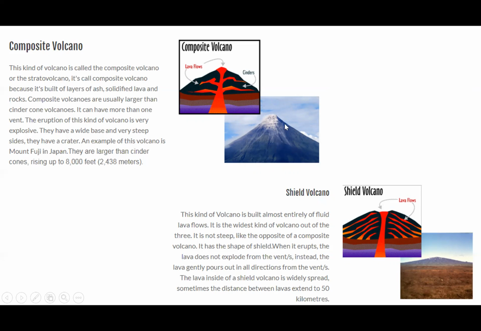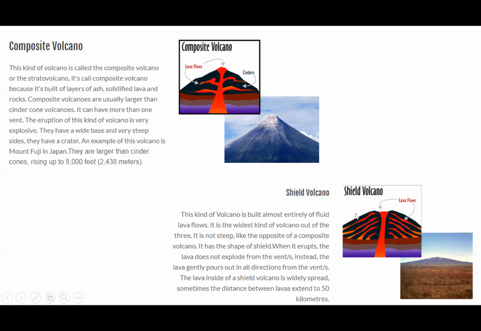You can see it from the city of Tokyo. And they can be up to 8,000 feet high. So they're huge, huge mountains that erupt. The other one is shield volcanoes, and they tend to be built up mostly of lava.